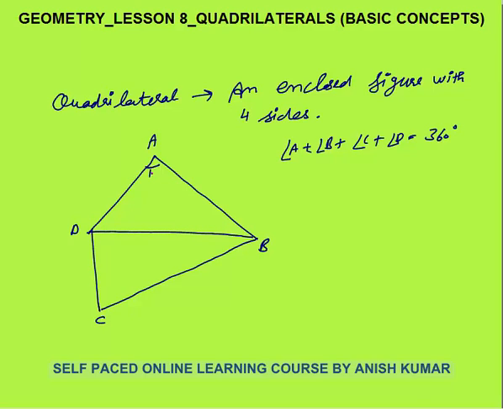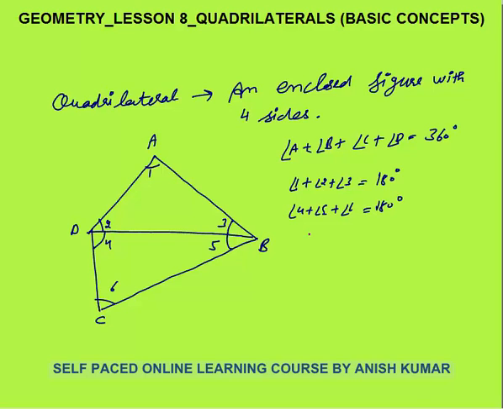This is angle 1, this is angle 2, this is angle 3, this is 4, this is 5, this is 6. You can say that 1 plus 2 plus 3 is 180. We know that the sum of all the angles in a triangle is 180 degrees. Same way you can prove that 4 plus 5 plus 6 is also 180 degrees.